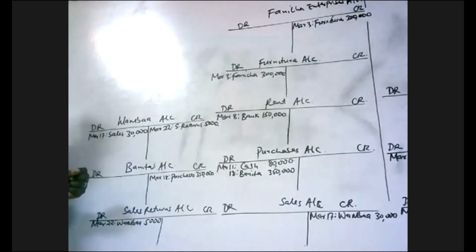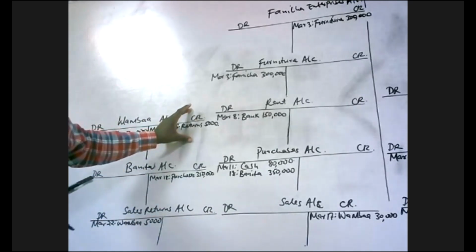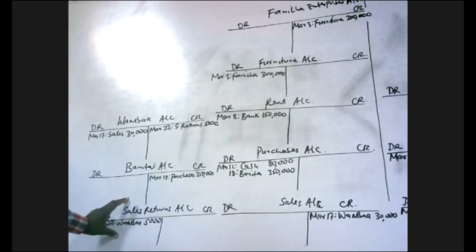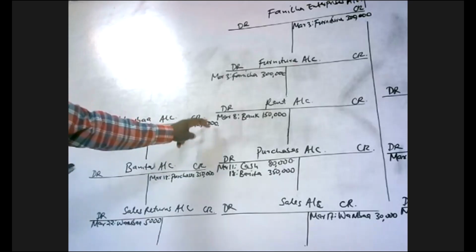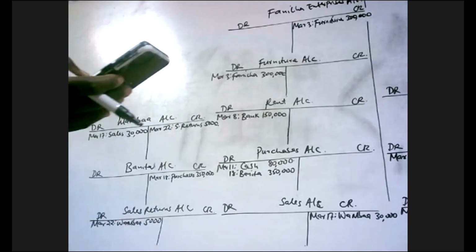So note that when goods are returned by a customer, we normally credit the customer who has returned the goods, we debit the sales returns. To the sales returns, it is always going to be debited. Then we shall complete the double entry by crediting the respective customer who has returned the goods.